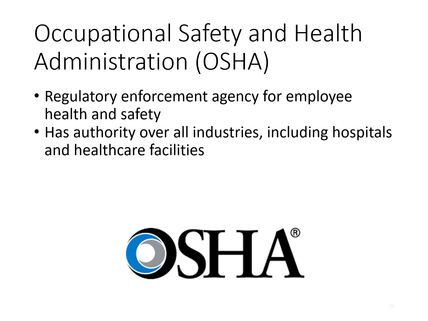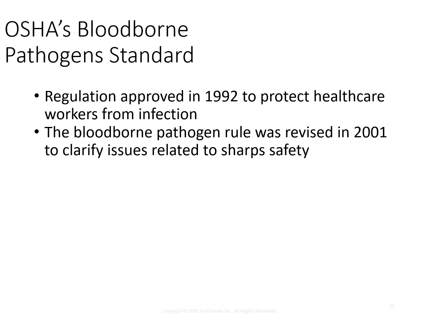Occupational Safety and Health Administration, or OSHA. They are a regulatory enforcement agency for employee health and safety, and OSHA actually has the authority over all industries, including hospitals and healthcare facilities. OSHA has a bloodborne pathogen standard, and the regulation was approved back in 1992, and this was used to help protect healthcare workers from infection.